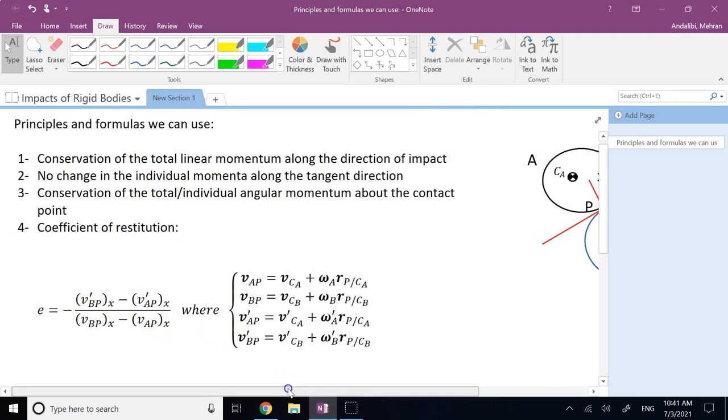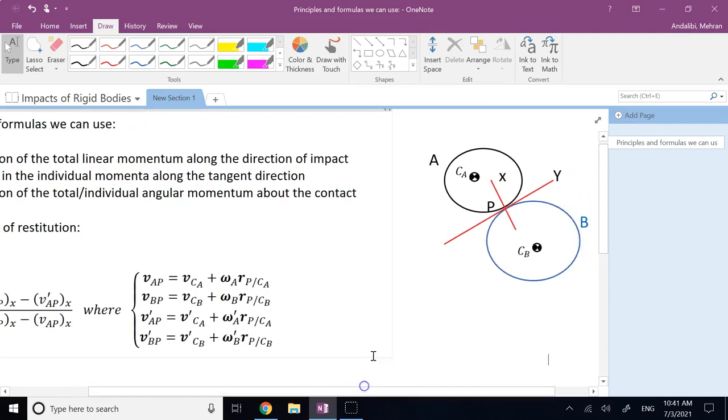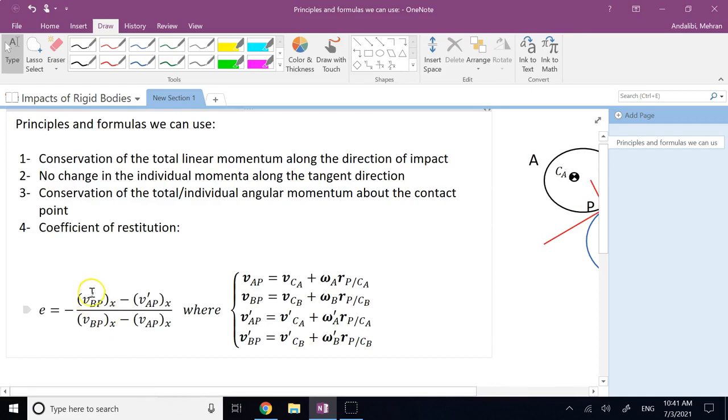So what we need is this. We say negative of the relative velocity of the impact points calculated from each body to the same thing before impact. So after impact and before impact, and everything is only x component. So when I say v prime of b at point P, how do I calculate it? Well, I calculate the velocity of the centroid after impact and then add it to this term here.